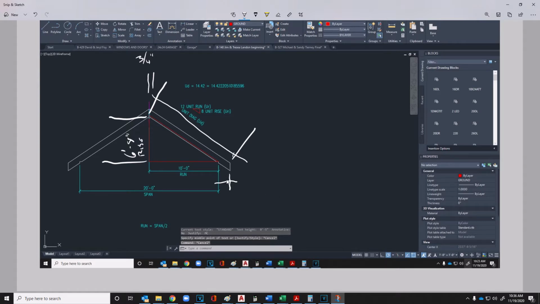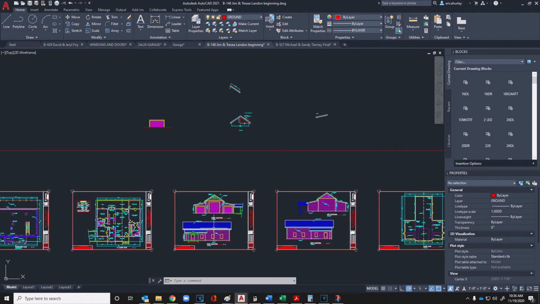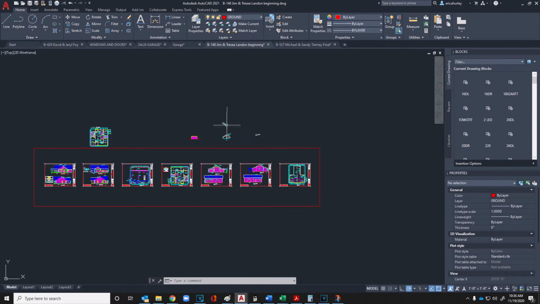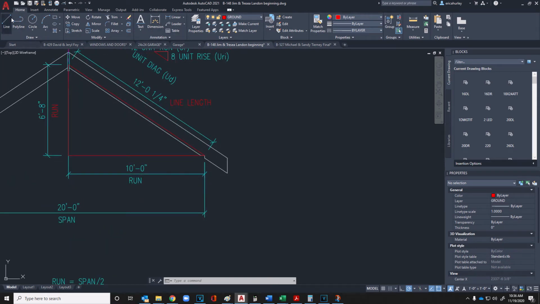So first of all, we've got to find out what the overhang is here. I'm not sure that I got to the point where I was actually putting that in, which I didn't. So I'm just going to measure what I've drawn here, and I think it's 1'8". Let's see what that is. Oh, it is. So I was right. It is 1'8". Most of the time that is pretty much standard for the houses that I draw.